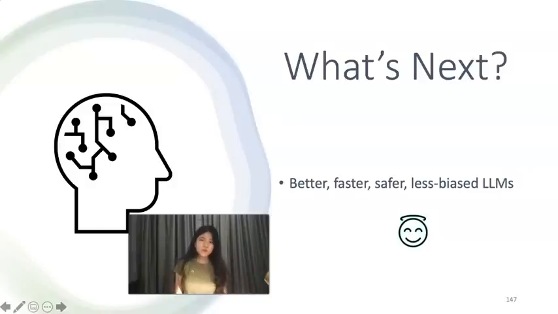So what's next? What's next about large language models? Or what's next about training? I think for me, the ultimate goal will be having better, faster, safer, and less biased large language models.